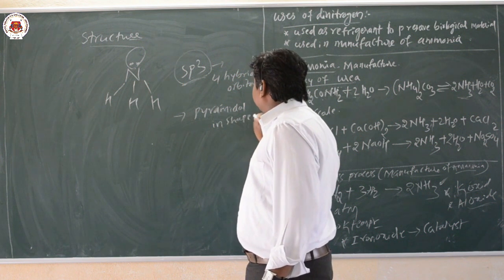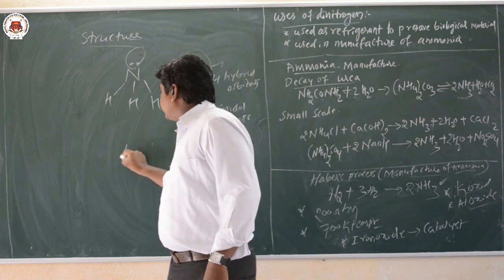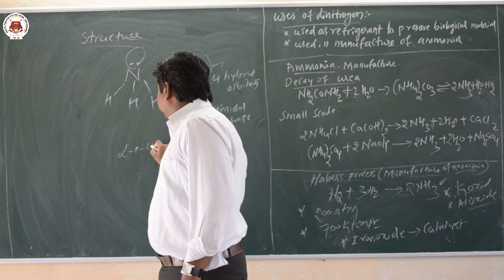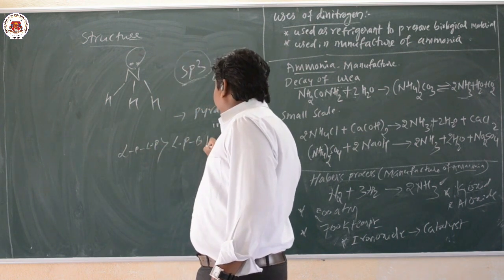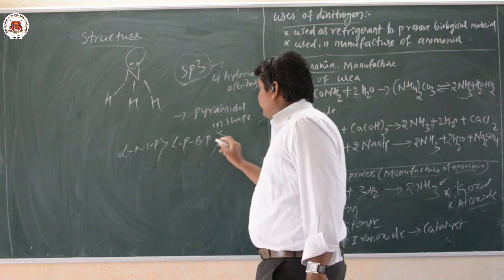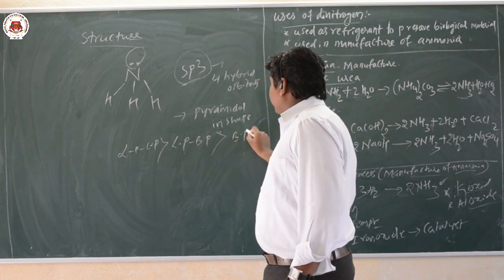Already we know that lone pair-lone pair repulsion is greater than lone pair-bond pair repulsion, and this lone pair-bond pair repulsion is greater than bond pair-bond pair repulsion.